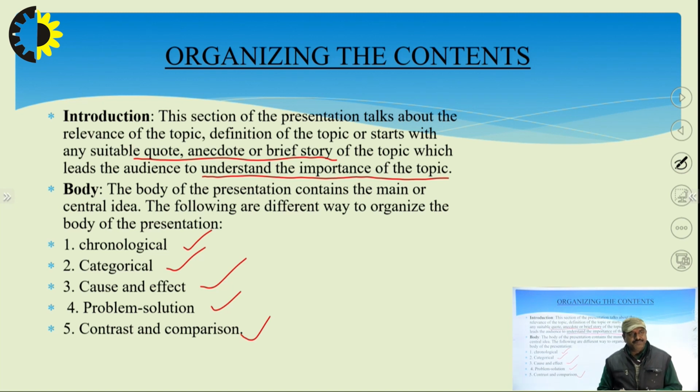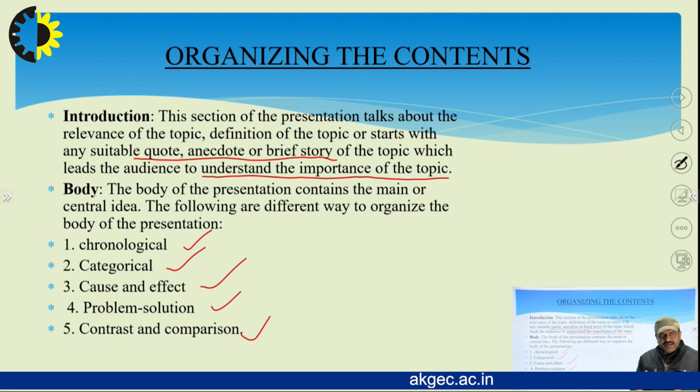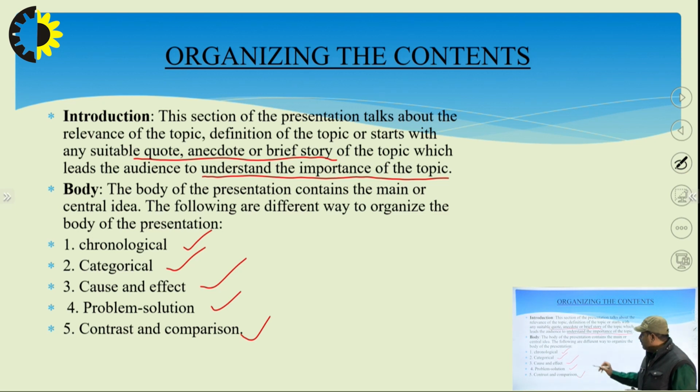Under the body part, the first is chronological. Chronological means one idea after another idea, leading from one to the next. You begin in an ascending way, that is called the chronological way. Then categorical, cause and effect, problem solution, and contrast and comparison. These all five play a very significant role in the body part.